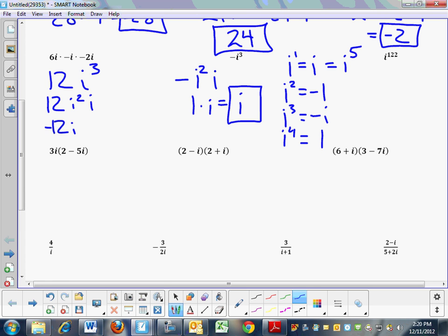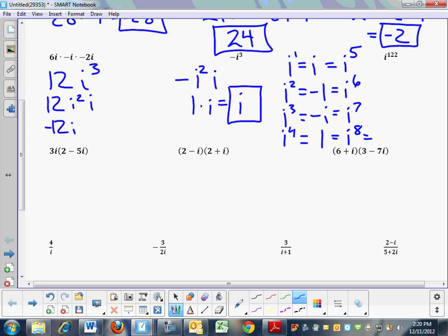You'll see. I got to figure out I to the 122nd. Watch. Right. So, as you see here, it's going to cycle through. So, if you have a power that's divisible by 4, it's going to come out to be 1. So, what's a power very close to 122nd that is divisible by 4? What number? 120 or 124.